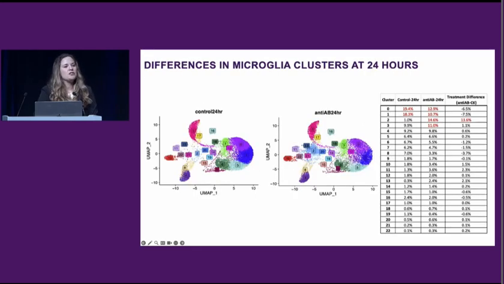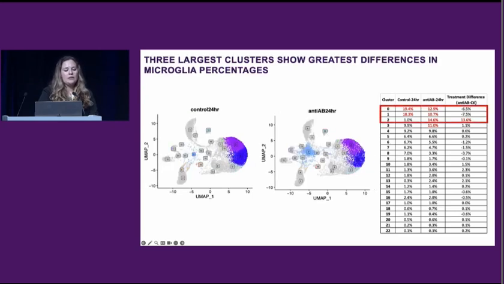And so my first question was, what is the difference between these microglia clusters at 24 hours? I have my control on the left and my anti-A beta injected on the right. What I want to draw your attention to is the 3 largest clusters, 0, 1, and 2, which show differences between the control and the anti-A beta.